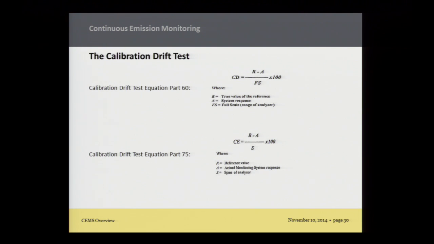And then in Part 70, it's similar, except again, this is the span of the analyzer versus the full scale. The range of the analyzer is a little different.